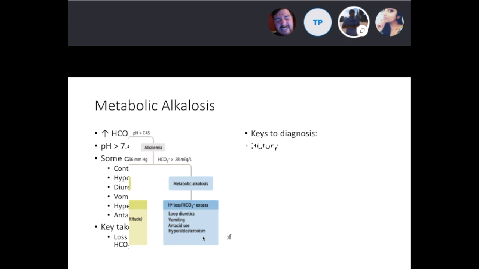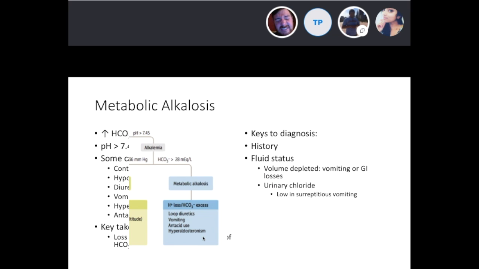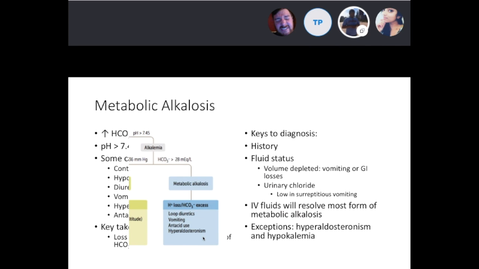There are some keys to diagnosis, and first is a history, obviously. Second would be the fluid status of the patient. If they're volume depleted, such as from vomiting or GI losses, you can use urinary chloride as a test, and I'll cover that more when we talk about vomiting. And then IV fluids will help resolve most forms of metabolic alkalosis, except hyperaldosteronism and hypokalemia.